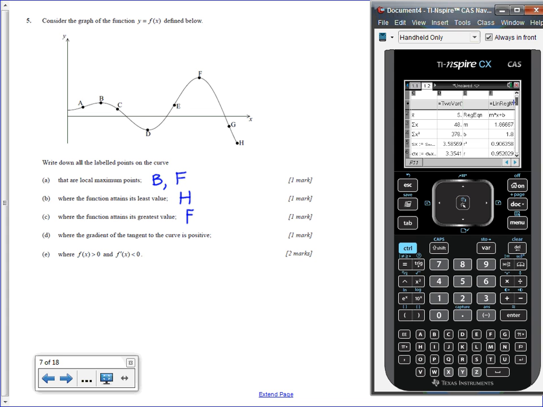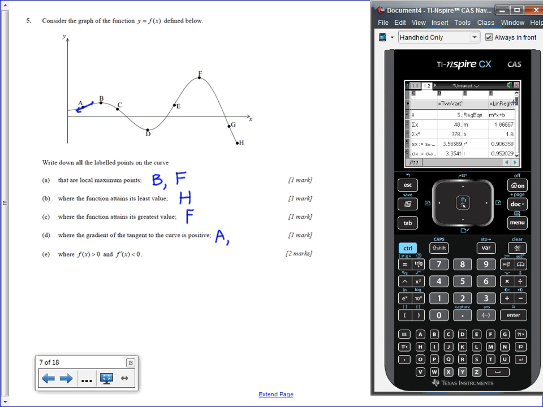Where the gradient of the tangent to the curve is positive. So that means, if you think about it, at the point that you're looking at, is the function rising? Because then it would have a positive gradient for the tangent to the curve at that point. So like when I look at point A, it looks to me like the function is rising as it goes from left to right. So the tangent line would have a positive slope. So A is going to go on this list.